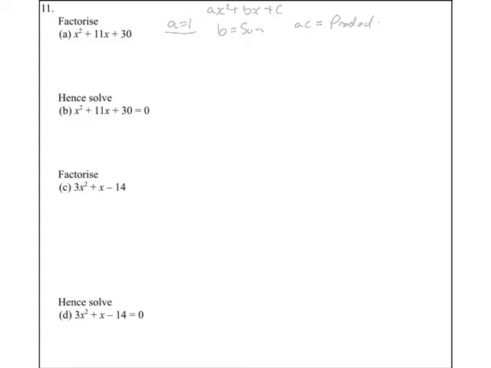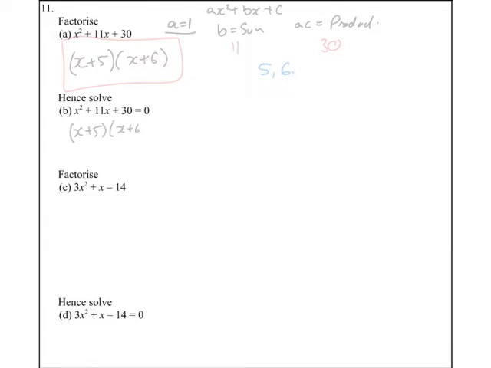But in the first question, we notice that A is 1. So that middle number 11 is B, and the end number C is 30. And we times that by 1, we get 30. So the two numbers that add up to make 11 and multiply to make 30 are 5 and 6, and we just stick those in our brackets. And that's how you factorise.